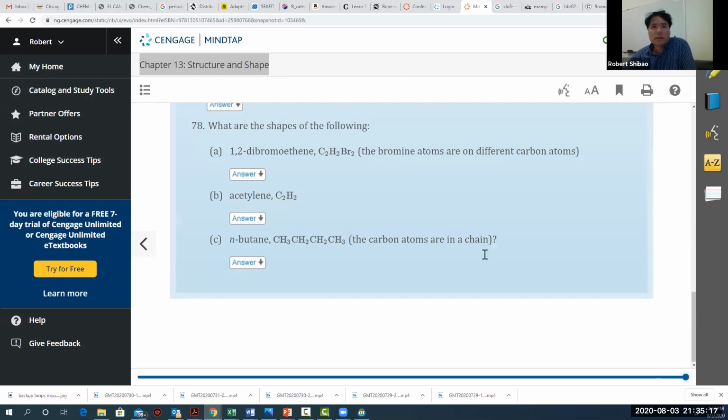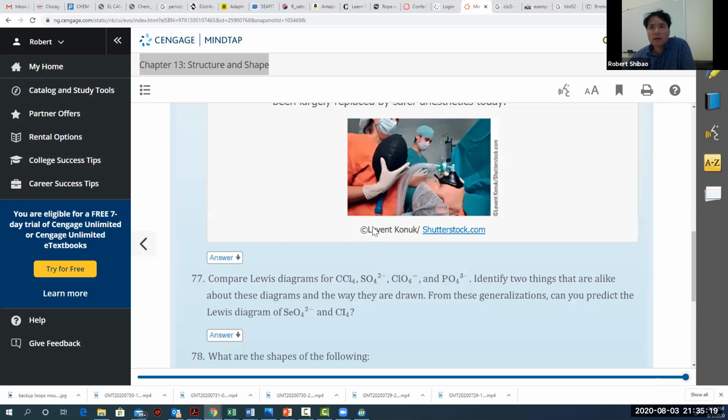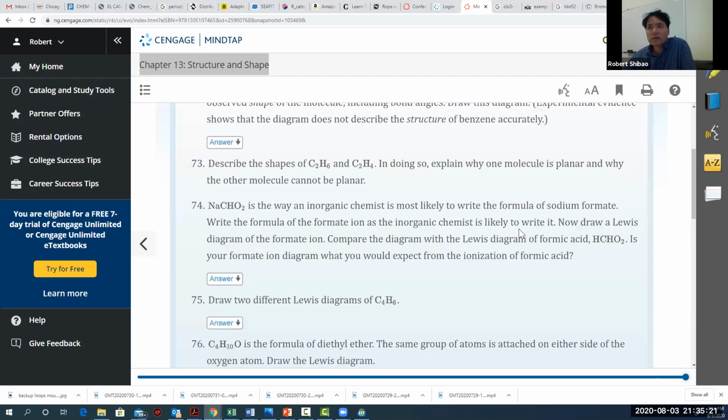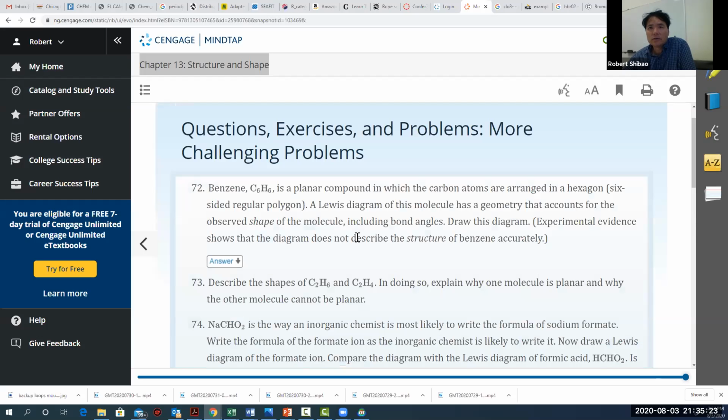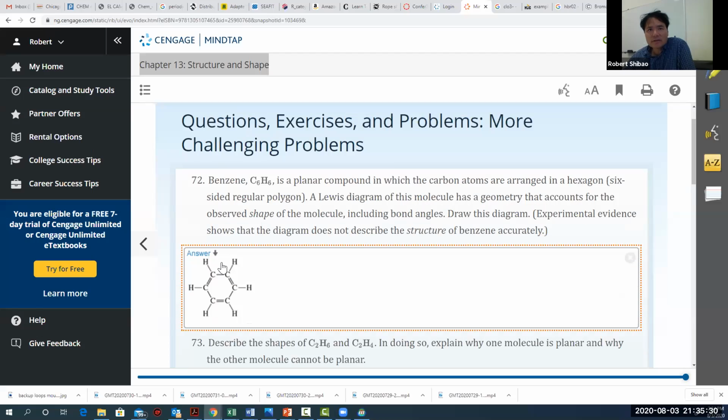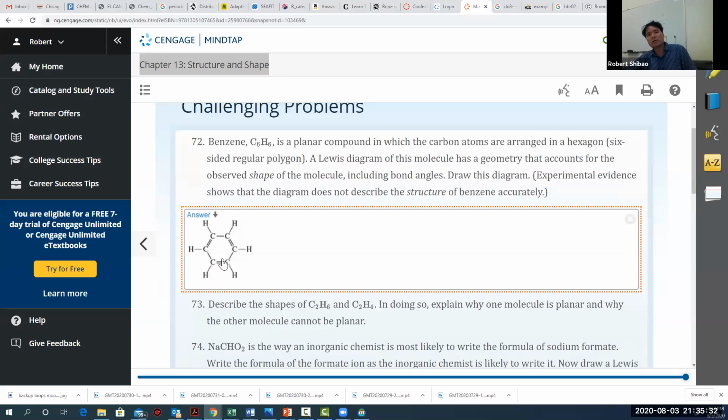All right, let's see. So benzene is a planar compound in which the carbon atoms are arranged in a hexagon. A Lewis diagram of this geometry. Let's take a look. This is benzene. It's flat. This doesn't have a chair shape like cyclohexane. Cyclohexane had that chair shape. This is just a flat ring because all these are trigonal planar, both EPG and MG. This whole thing is flat. Like this.